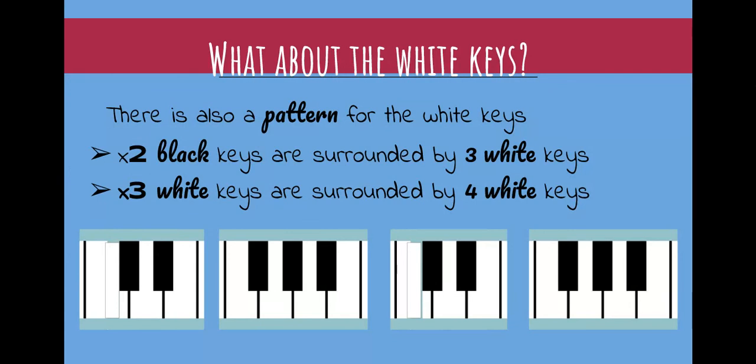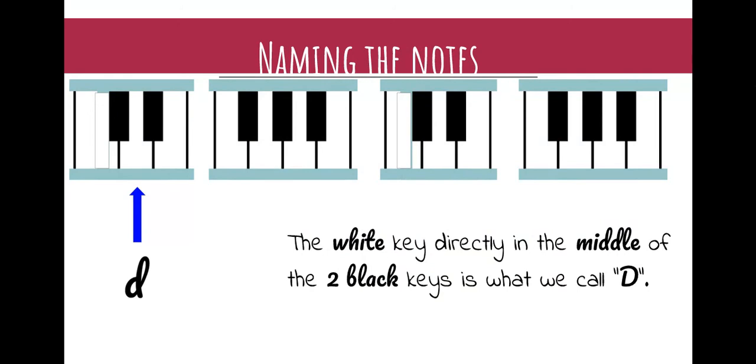So yes, we also have a pattern for the white keys. If you look at that, we have a pattern of 3 white keys and then a pattern of 4 white keys. And within those white keys, you have the black keys, the set of 2 and the set of 3. So how do we name the note which is called D? The white key called D on the keyboard is exactly in the middle of that set of 2 black keys. So that note right in the middle of those 2 black keys is going to be called D.